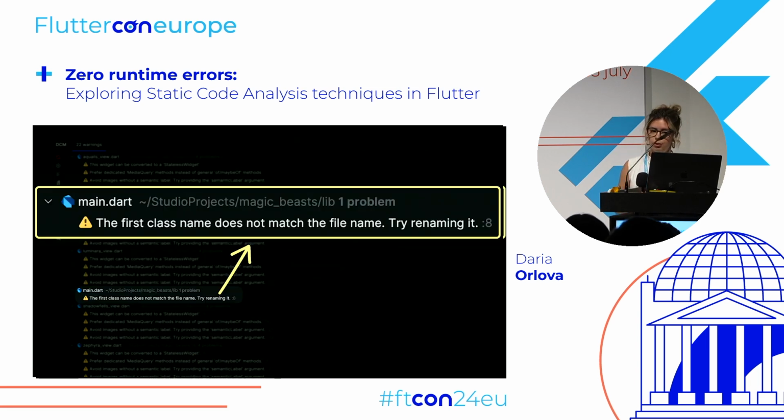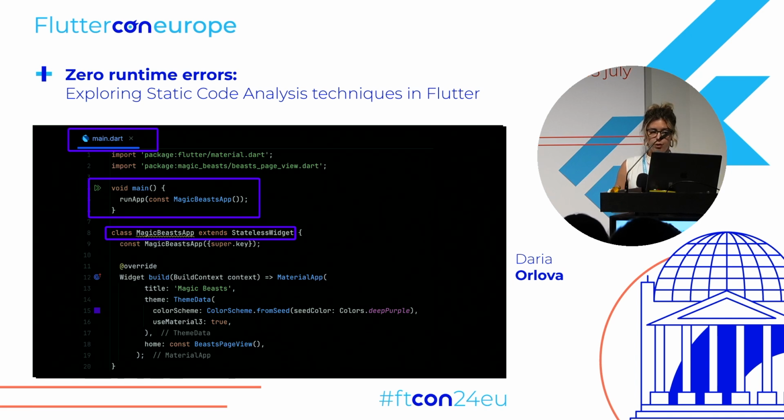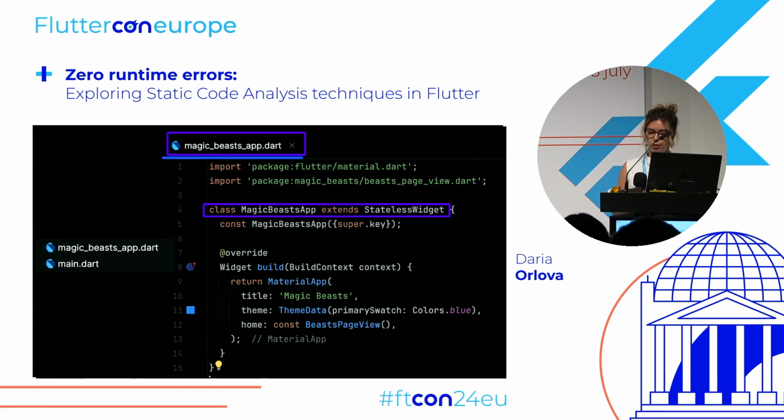Another issue that has surfaced is that the first class specified in the file is not the same as the file name. So in our main.dart file, we see that besides the main function, we also have our Magic Beast app class, which ideally should be in its own file. So by following the hints from DCM, we can refactor and extract the Magic Beast app into a separate file of its own.